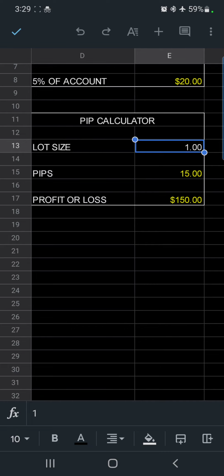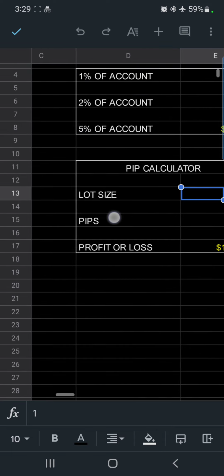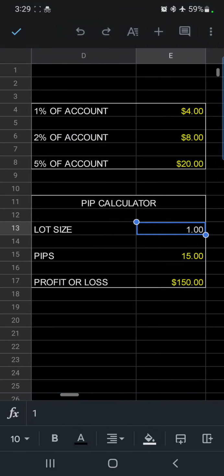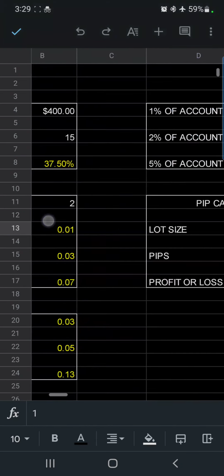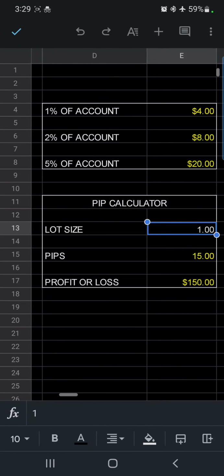Now at 15 pips, they can bank $150, but they can also lose $150. Now, as you can see up here, based upon the balance and the pip risk, 2% of the account is $8. If you lose $8, it's not bad. If you get $8, it's good too. What bank account grows $8 a day? I'll wait. Okay. So you have to change your perspective when you have a smaller account.